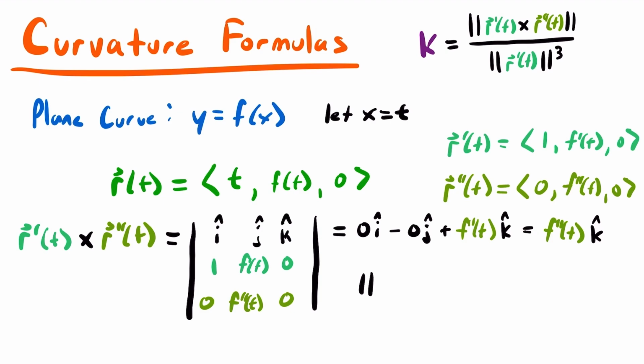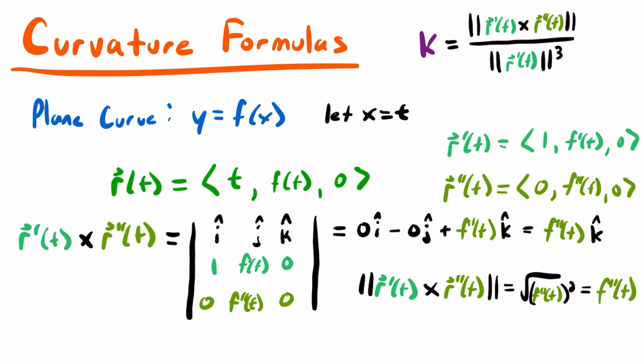So the magnitude of r prime of t cross r double prime of t would just be equal to the square root of f double prime of t squared, which results in f double prime of t. So in the numerator, you just have the second derivative of your function f of x, which is what y is equal to. Now for the denominator, we need to take the square root of the sum of the components squared for r prime of t. So let's do that. The magnitude of r prime of t is equal to the square root of 1 squared plus f prime of t squared.